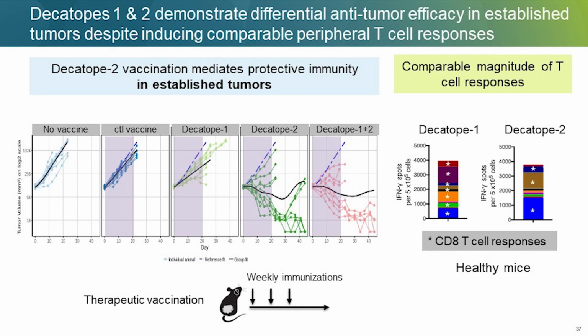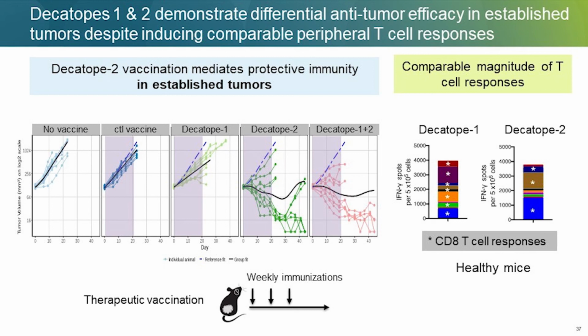decatope 1 is not at all effective at controlling tumor growth. It's barely different from the no treatment or control vaccine. While it seems that it's decatope 2 that is really important at eliciting a protective immune response. This was quite surprising to us.